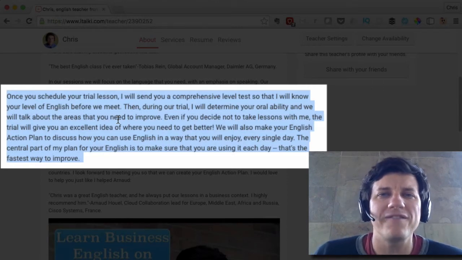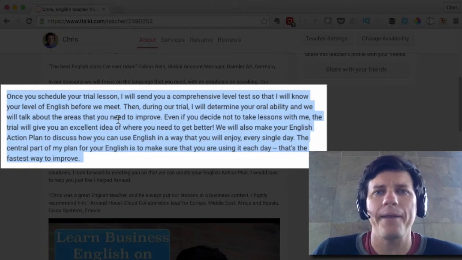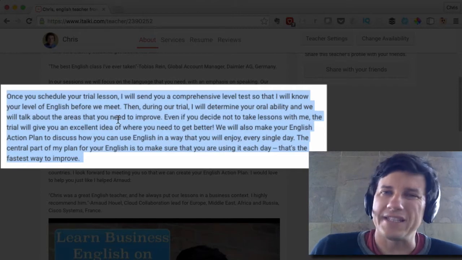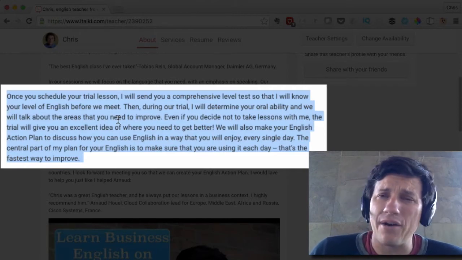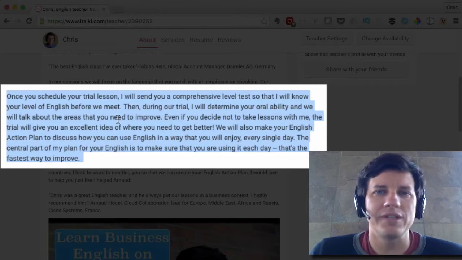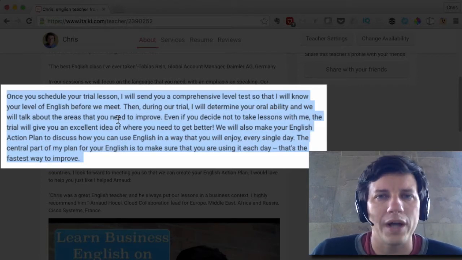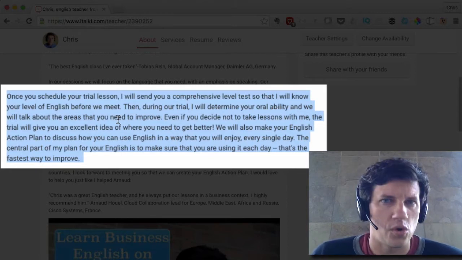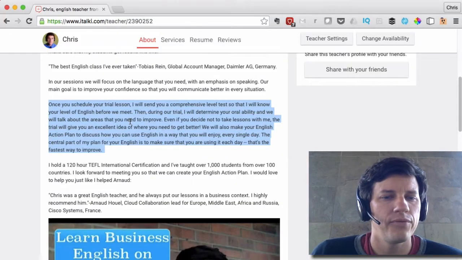So the purpose of this is to reduce the risk, to make it seem like not a big deal for someone to take a trial lesson with me. If they say, oh, this teacher is expensive and I don't know if he's for me, the point is to get your students to say, I'll just take a trial. What's the harm? I might as well take a trial. I'll have a conversation. I'll get a low-cost English lesson. Okay?